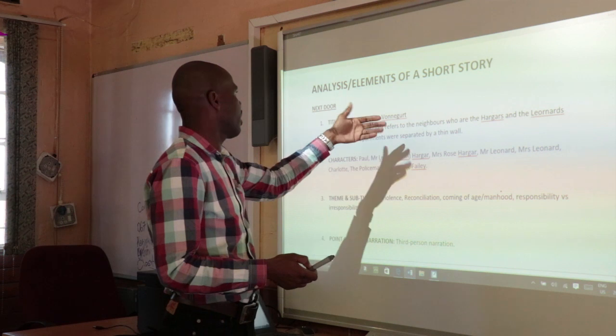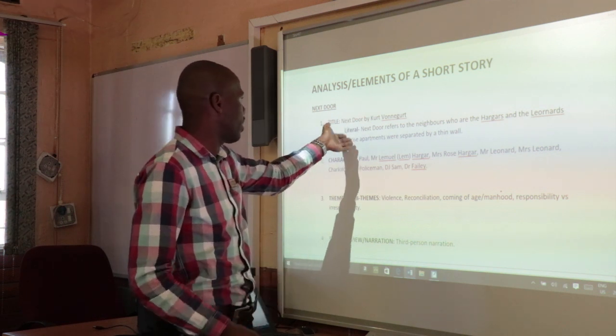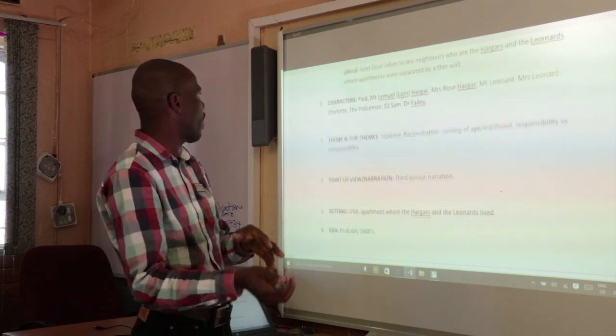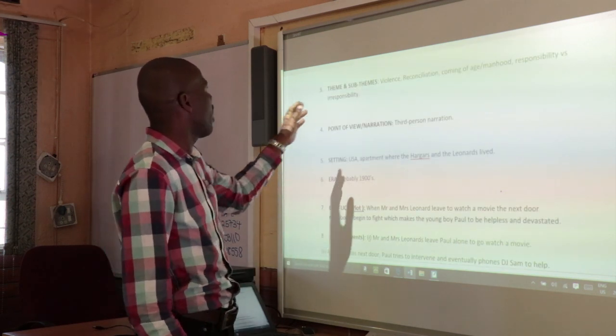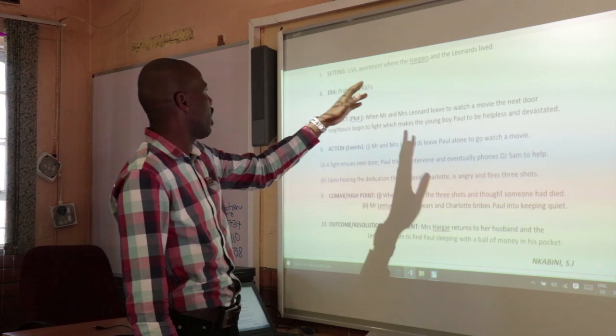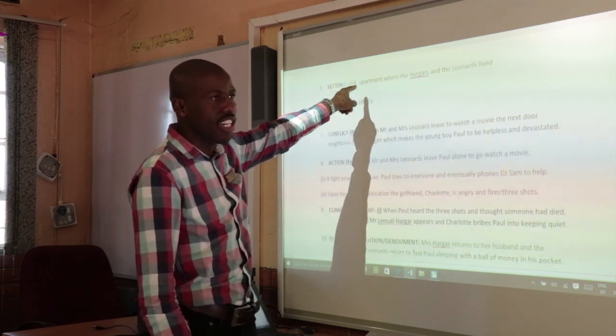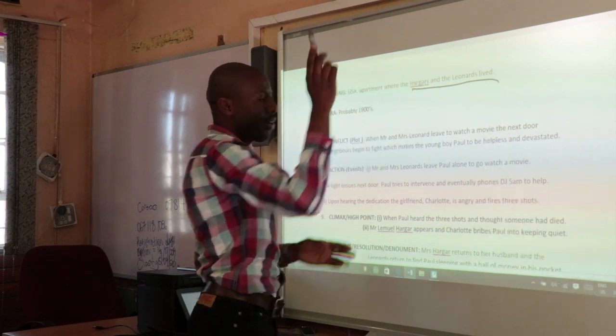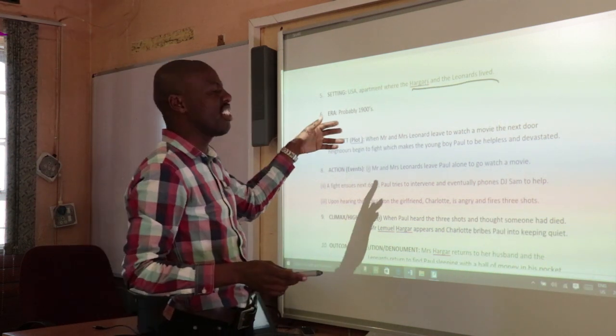Again, analysis or elements. The title we know, literally, the next door refers to neighbors, Hagas and Leonards, whose apartments were separated. The characters, we know them. Themes, I've said about them. Third person narration. Setting, United States of America, an apartment where the Hagas and Leonards lived, separated by a thin wall. This was written a long time ago.